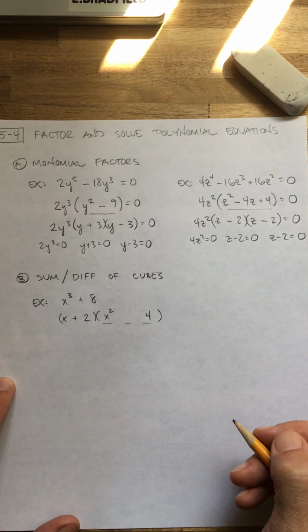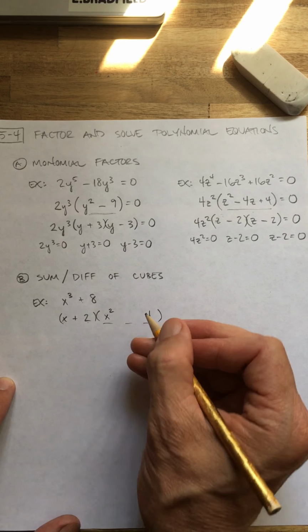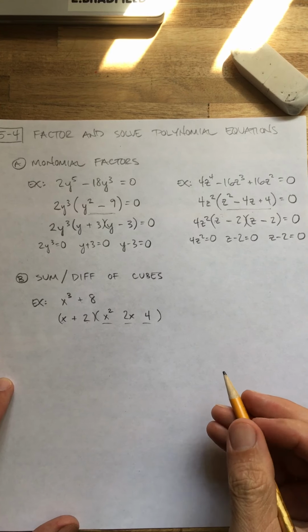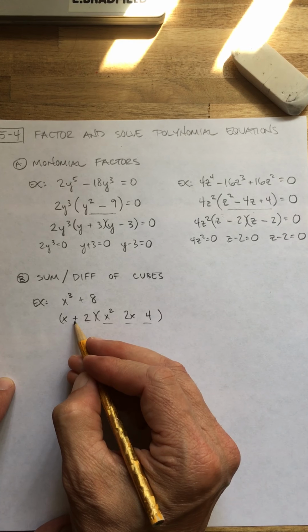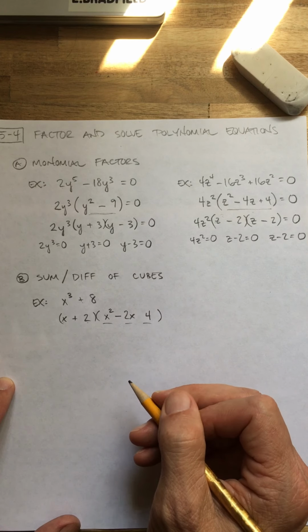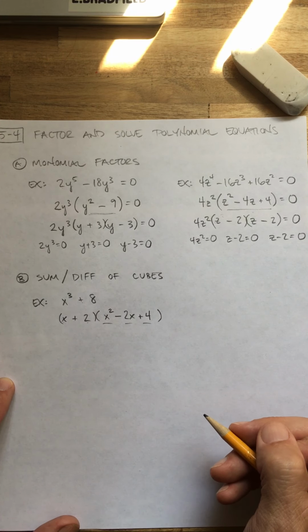And now all you have to do is multiply these two things together. So x times 2 is 2x, so put that in the middle, okay? And here's what you need to do. If this sign is plus, then this sign will be the opposite, so negative. And then this sign right here will always be a plus.